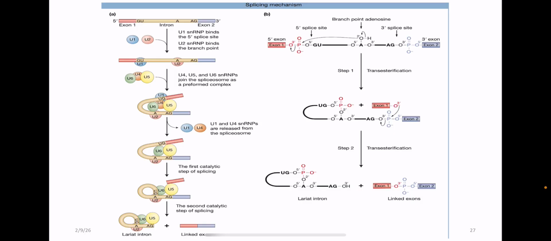Splicing can also be regulated by enhancers and silencers. Because they are enhancing or silencing splicing, you can call them exonic and intronic splicing enhancers and silencers.